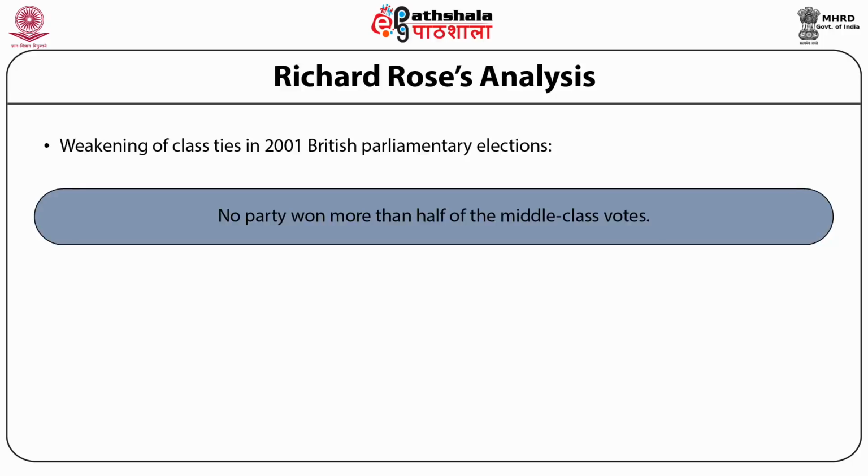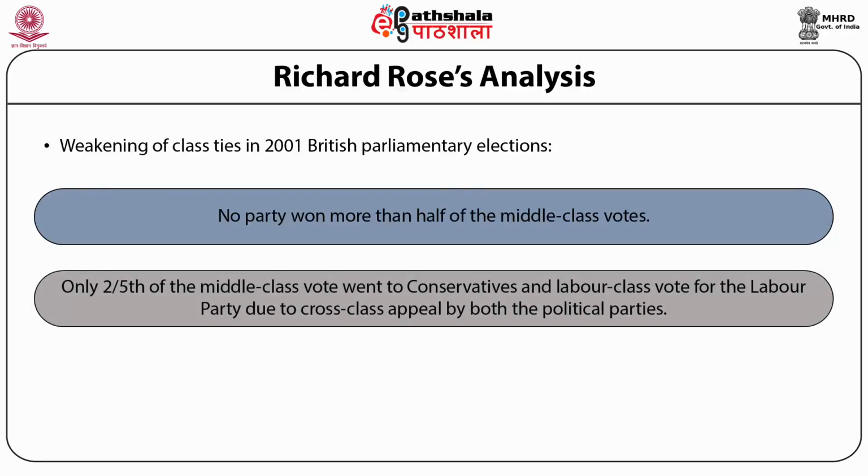He has also shown in his empirical analysis that only 2/5 of the middle class vote went to the Conservatives, and only about half of the working class vote went to the Labour Party, due to cross-class appeal by both the political parties. So basically, he is trying to show that the traditional voter base of the two major parties in Britain is shifting, and it is not necessary that the lower classes or the marginalized classes in British society would in toto vote for the Labour Party, and the middle class or the affluent class in toto would vote for the Conservative Party.